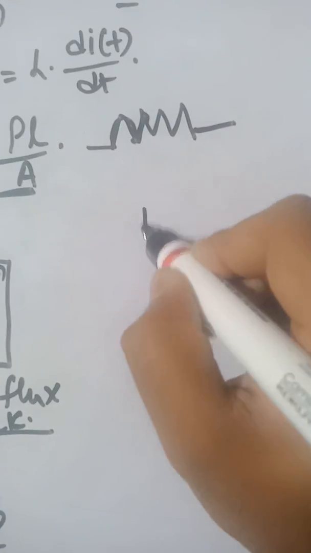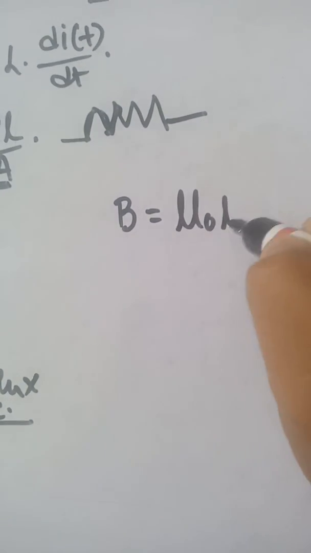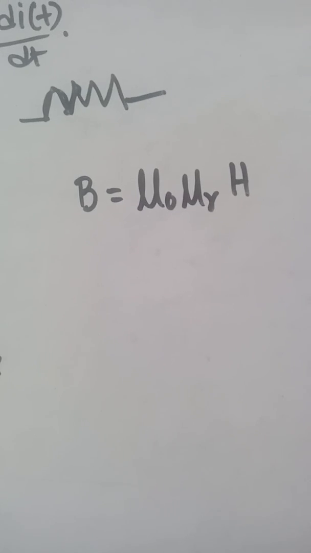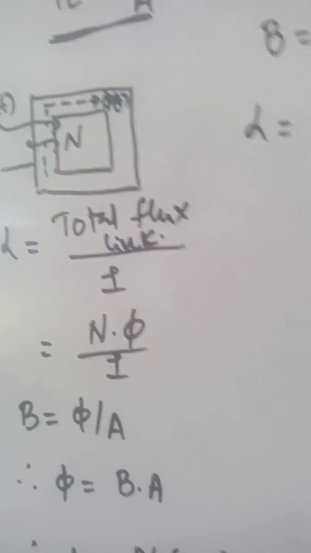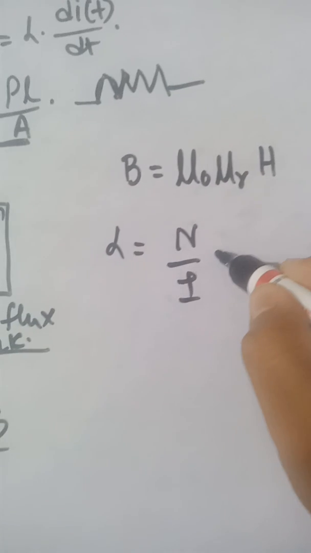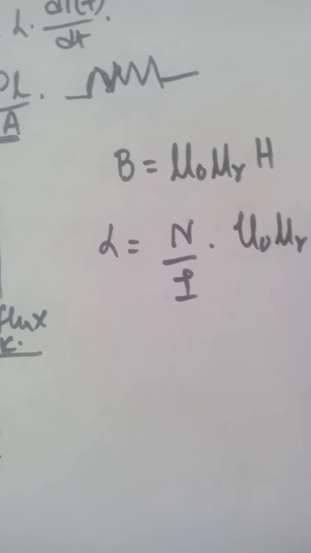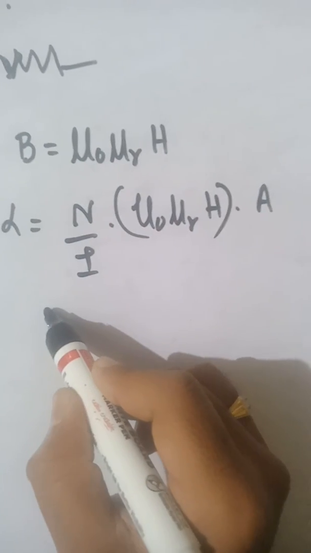Now one more important relationship. We know that B equals mu naught mu r into H, where H is the magnetic field strength. Now if I include this in the previous equation, L equals n by I into mu naught mu r H into A.